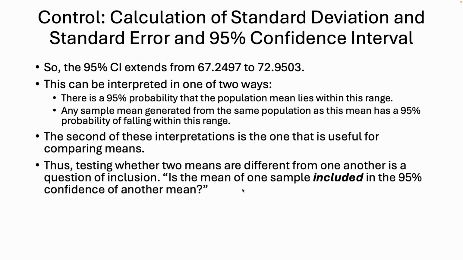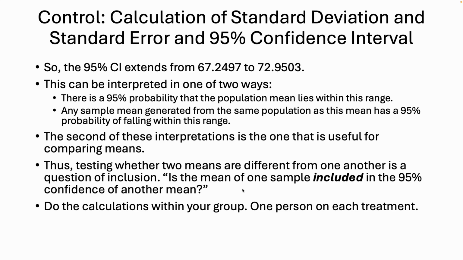Thus, testing whether 2 means are different from one another is a question of inclusion. Is the mean of one sample included in the 95% confidence interval of another mean? Let's do the calculations. So I'm going to give you the data set here on the next slide.